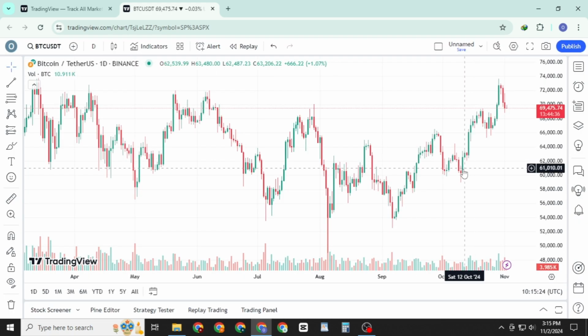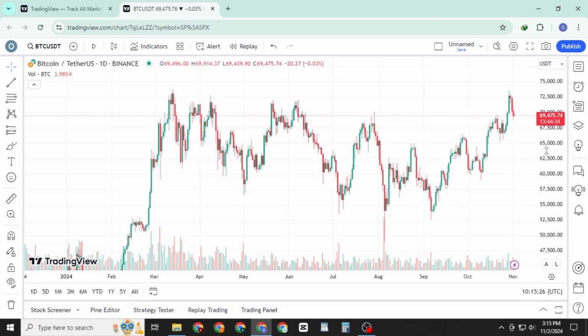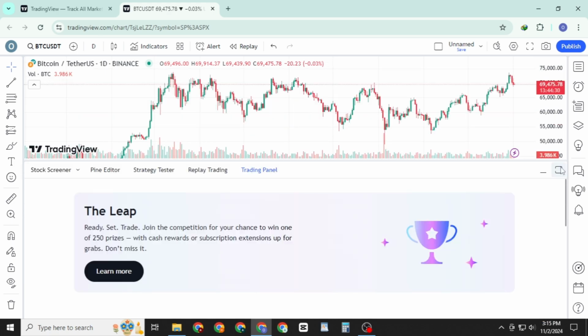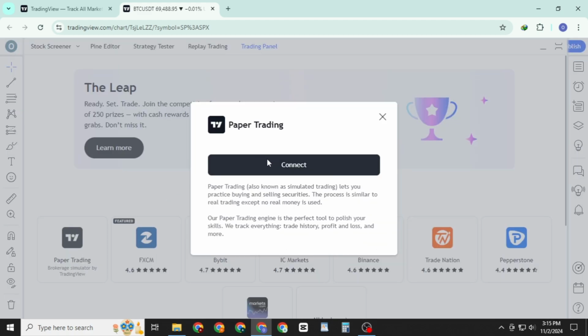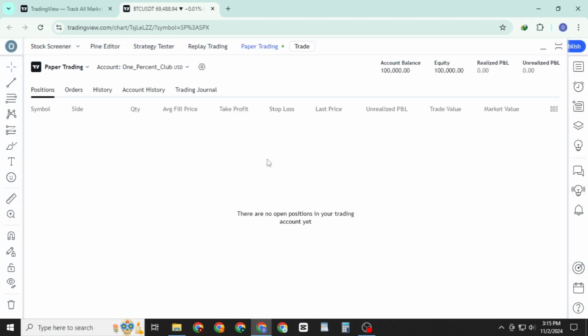Now we are on our trading chart. To do it, first of all, tap here on this icon. Then tap here. Here you can see the option as paper trading. Tap on it. To start with, tap here on Connect. And our TradingView account has been opened now. Here is our account balance, equity, and all this.